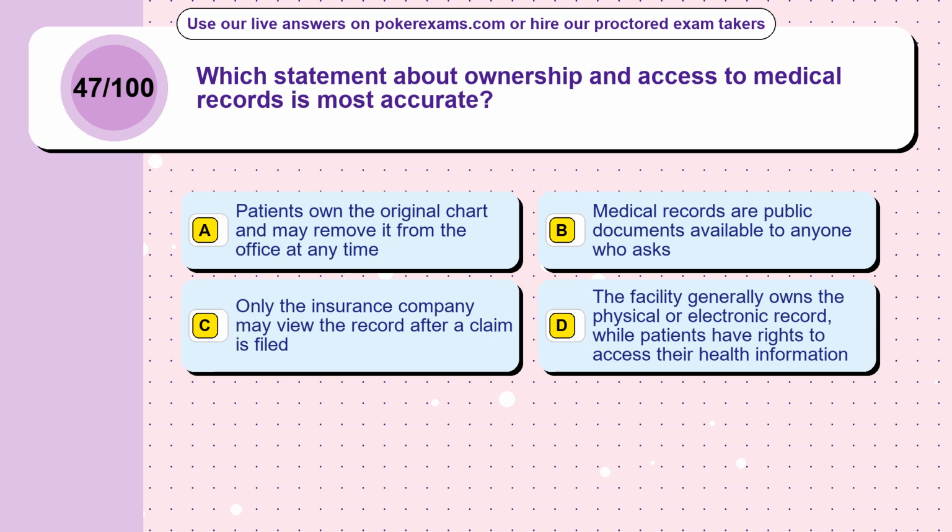Question 47. Which statement about ownership and access to medical records is most accurate? Option A. Patients own the original chart and may remove it from the office at any time.